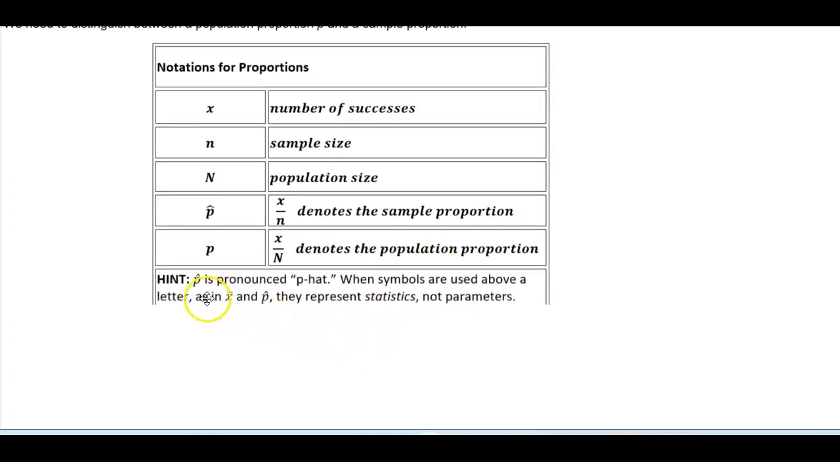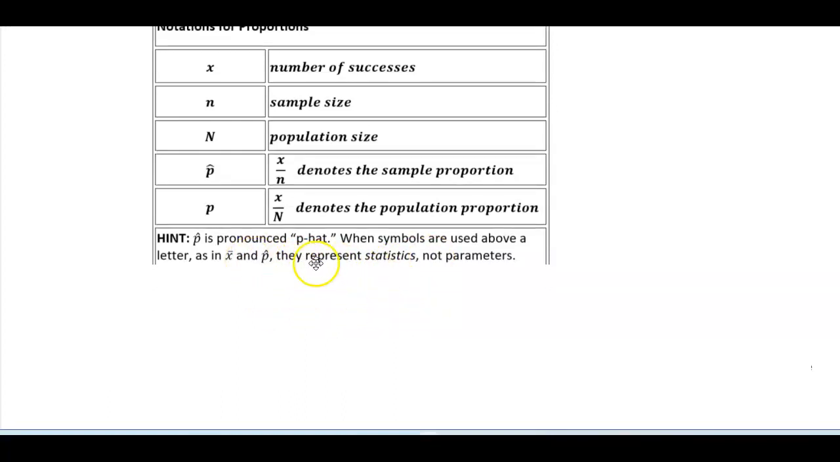And then here we can see that this symbol is pronounced as P hat. So when symbols are used above a letter, as in the sample mean and the sample proportion, they represent statistics and not parameters. That means that they are samples, not the population.